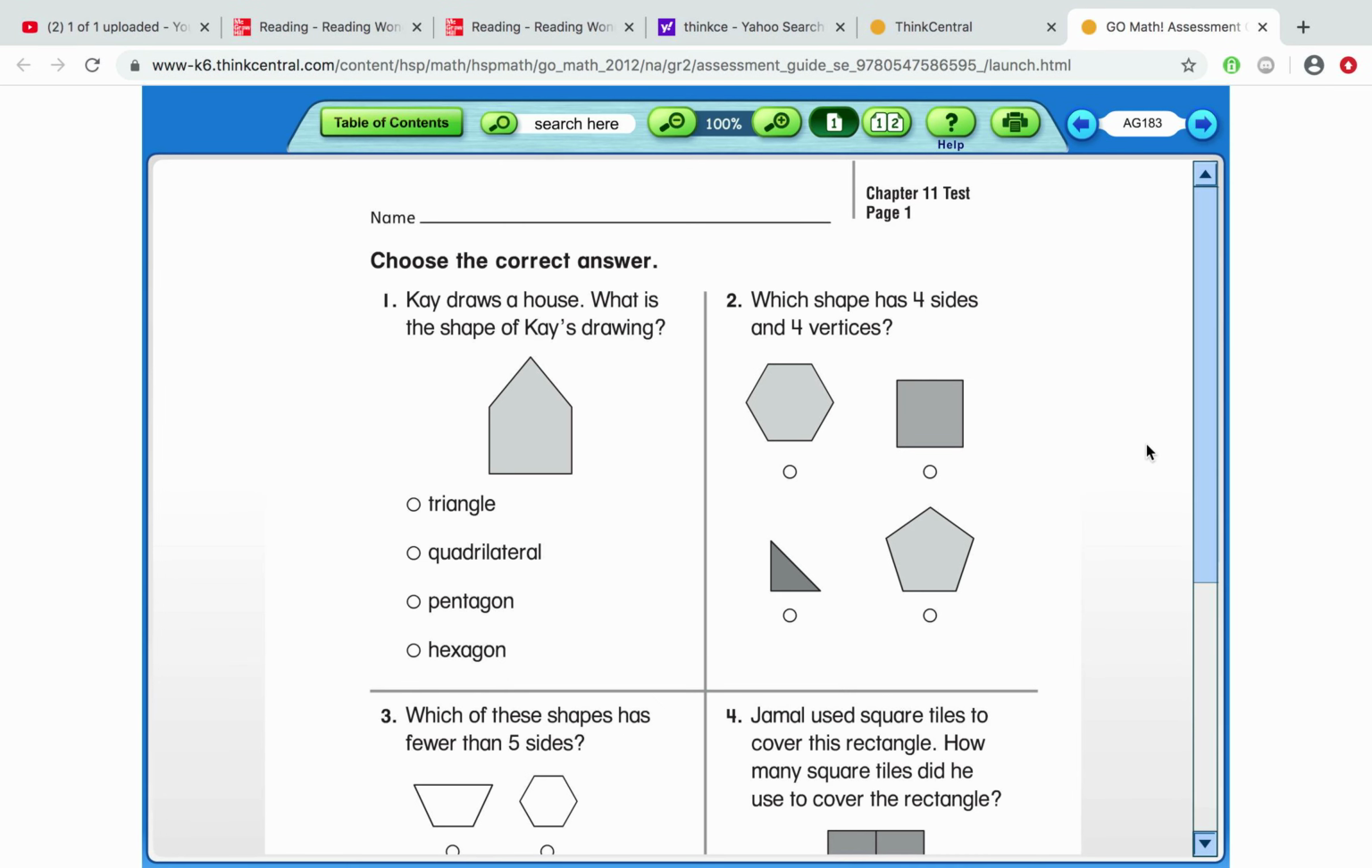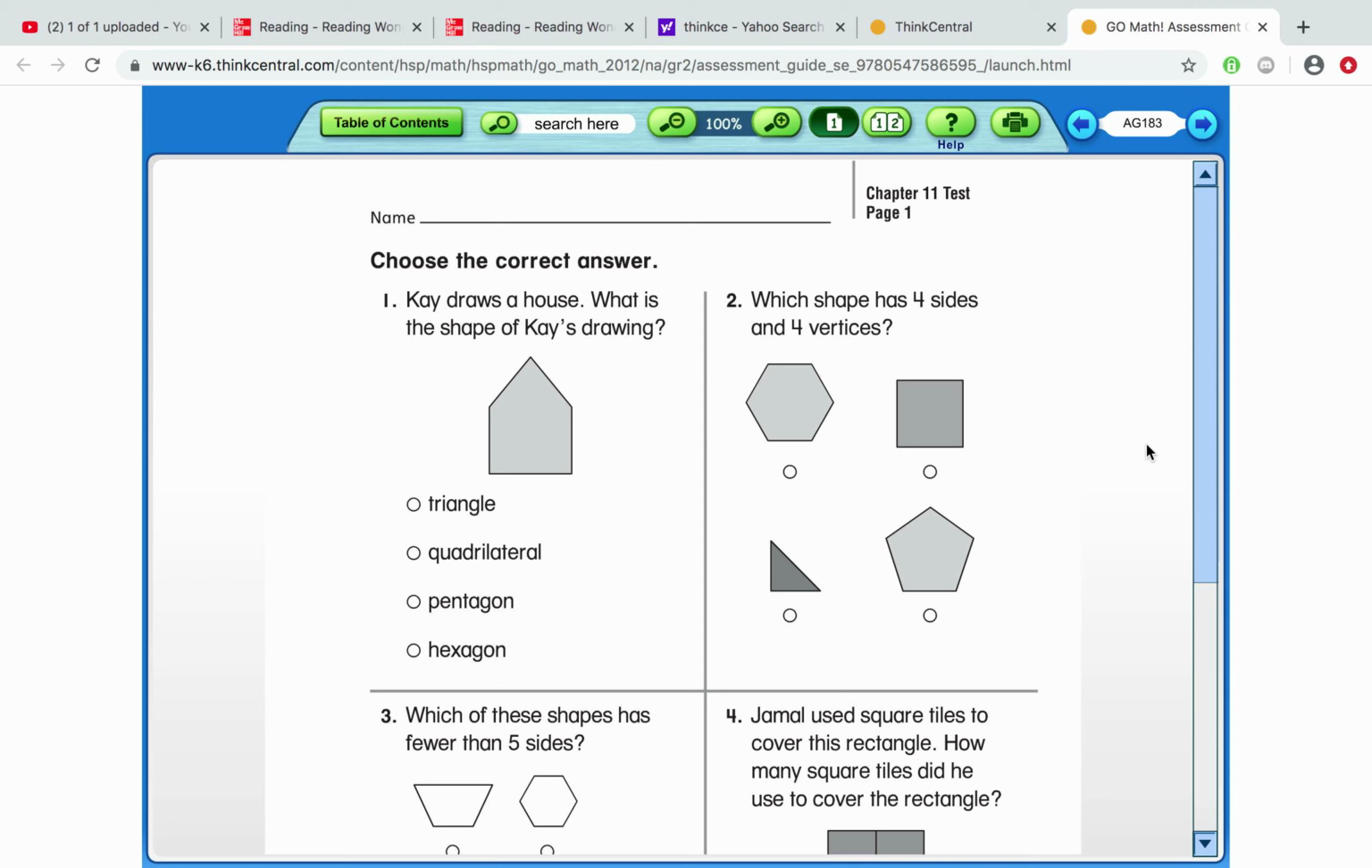Hey, second grade. Today is the day we take our math chapter 11 practice test. So, the whole point of this is not to make you do it on your own and take a grade on it for your report card. It is to learn and remember what chapter 11 was all about. So, I'm going to go through this with you.